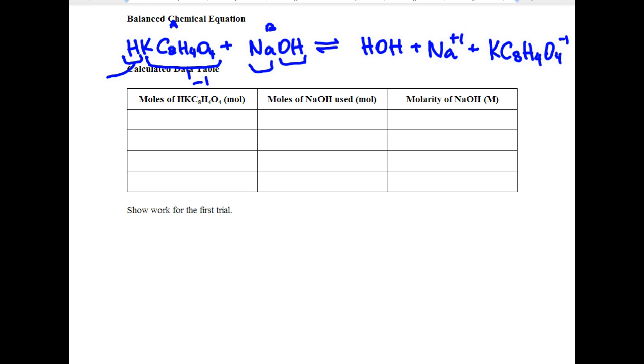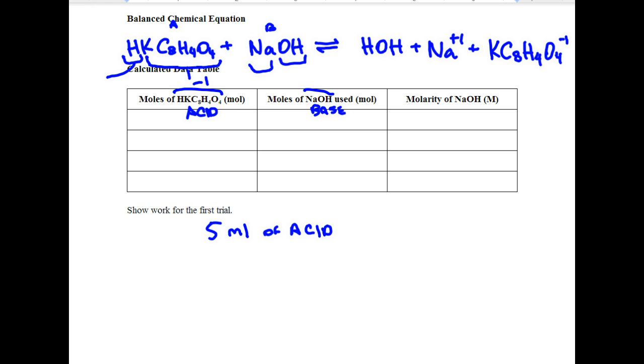For the calculated data table, we're going to have to go back to what we actually did. So in order to figure out the moles of this HK on and on, this is just the acid. So from here on out, I'm going to call this acid, and I'm going to call this base. So that's easier to say. So in order to figure out the moles of the acid, we have to figure out how many milliliters we used. So I'm going to give you guys sort of a fake trial with easy numbers so that you can put it to the trials that you did. So let's say that we used 5 milliliters of the acid.